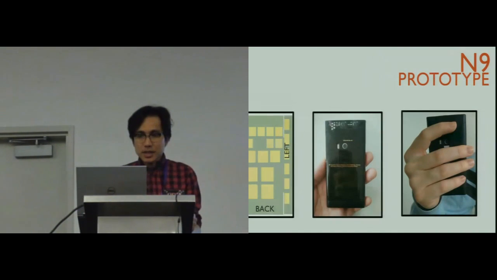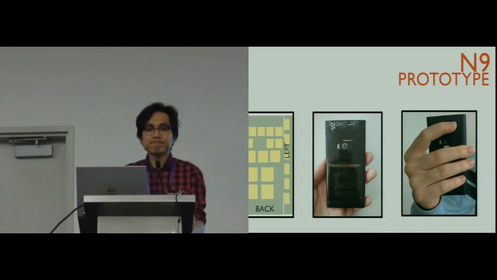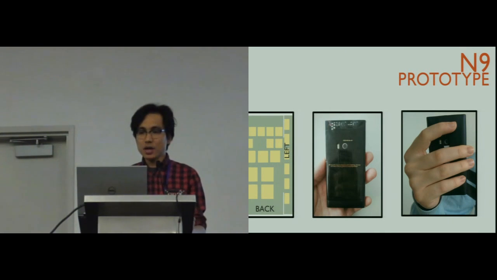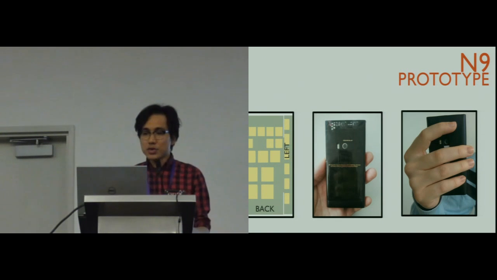So here is the N9 prototype that we use in this work. Shown on the left, there are 20 capacitive sensors laid on the flexible PCB across the back and side of the phone. The middle image is the back of the N9 prototype where we attach the capacitive sensing. And we use a silicone case during the experiment to protect the sensor readings from dirt and grime.